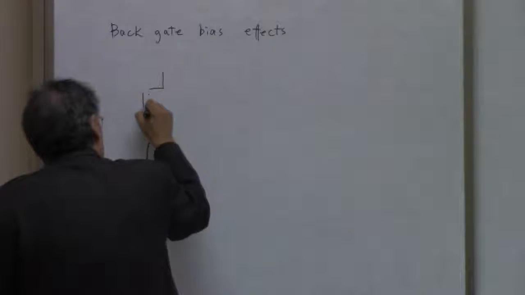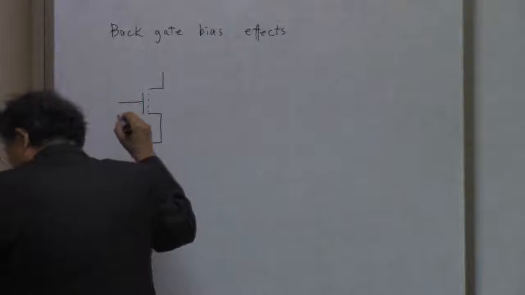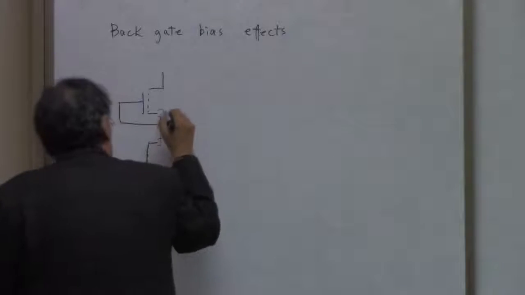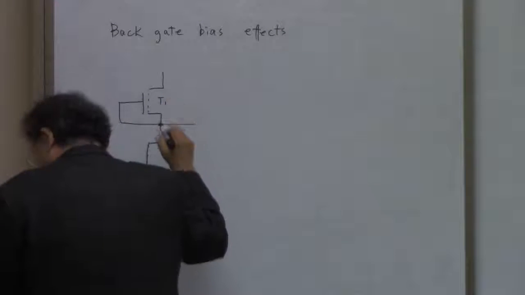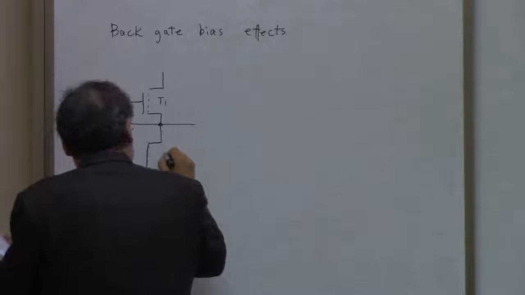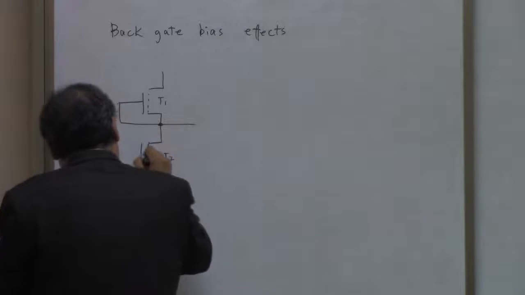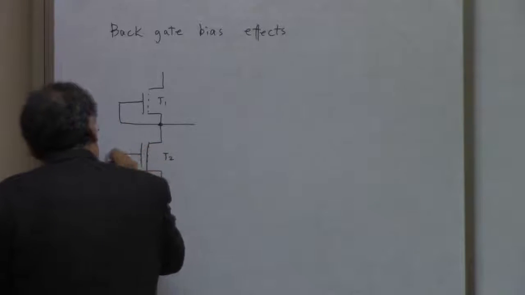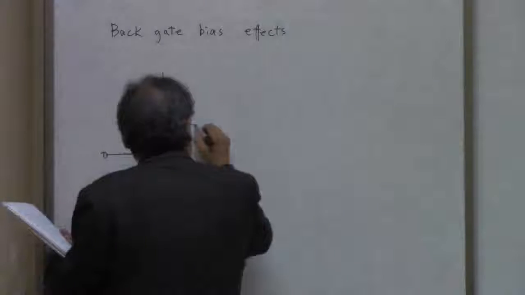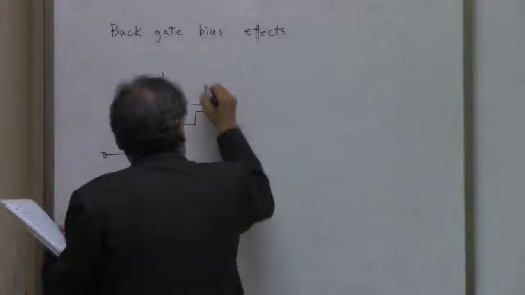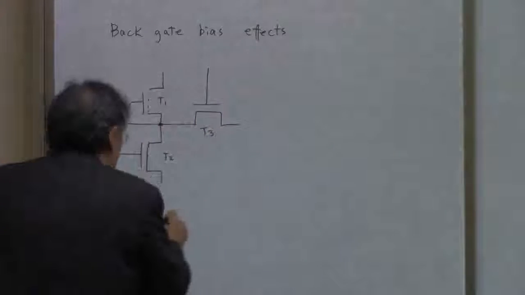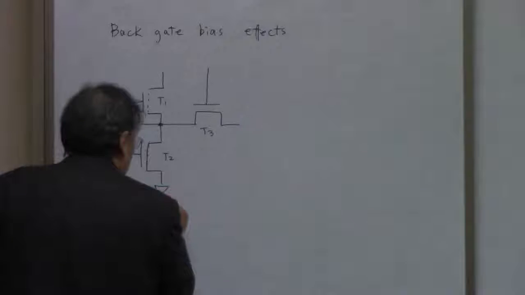we can imagine the circuits, for example, something like this, transistor 1, transistor 2, right? And then this may connect to other transistors like a T3, something like this, okay? And this is the ground.